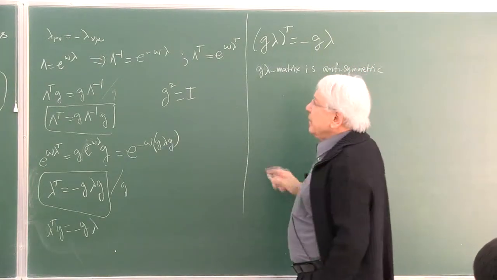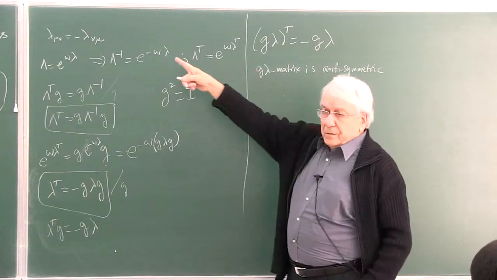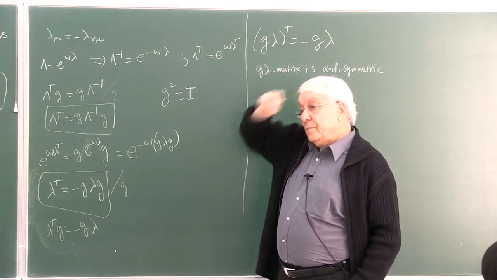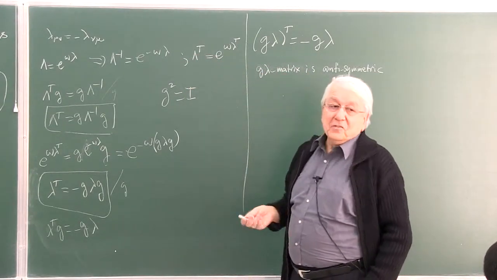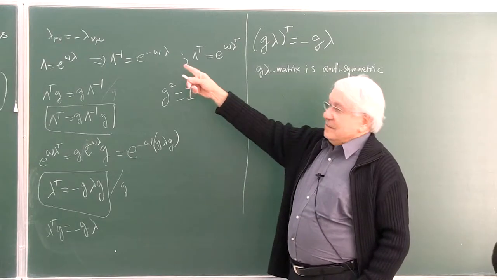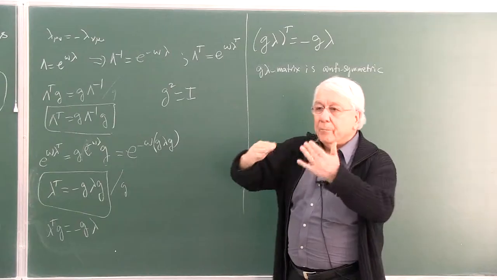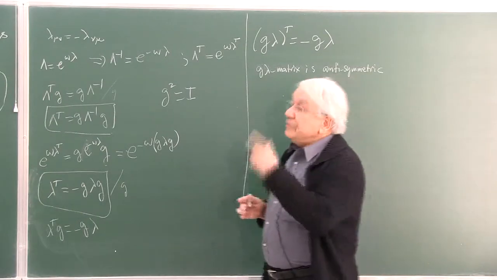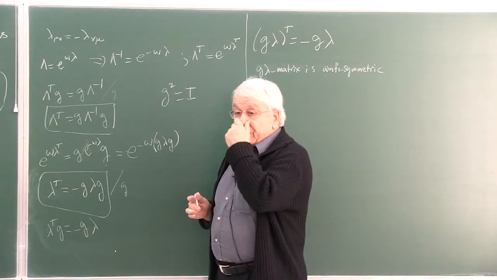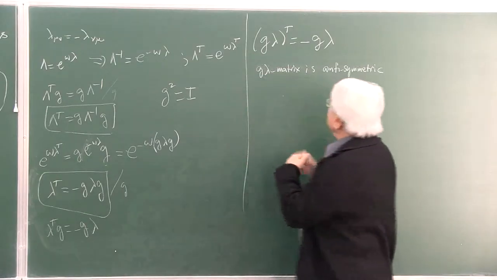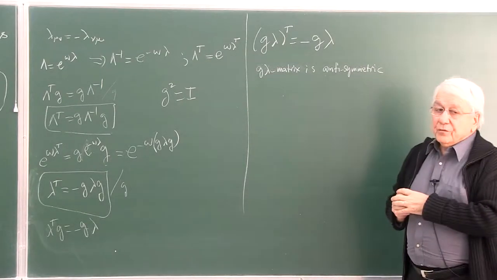You may wonder, is this consistent with that? Let's check. These are the tensor expressions, where both indices are down or up, that is the anti-symmetry we have demonstrated in the tensor notation. In the matrix notation, this is the anti-symmetry we have demonstrated.